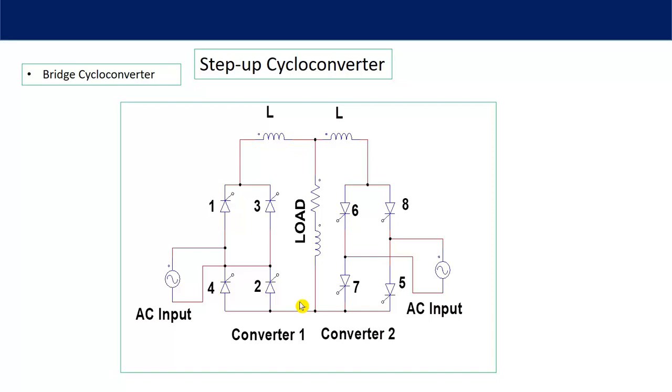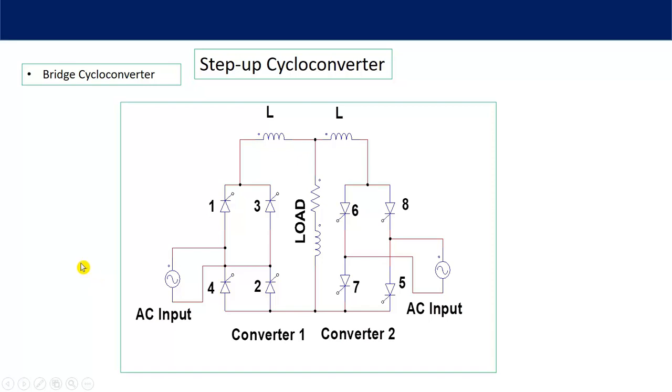And to get negative output voltage during the negative half cycle of input voltage, turn on 7 and 8, then you will get negative output voltage. Positive here, negative here. So in the negative half cycle of input voltage also you can get one complete cycle of output voltage. So we are able to successfully develop a cycloconverter having frequency twice the input frequency. Based on this principle, you can increase the frequency of the output voltage.